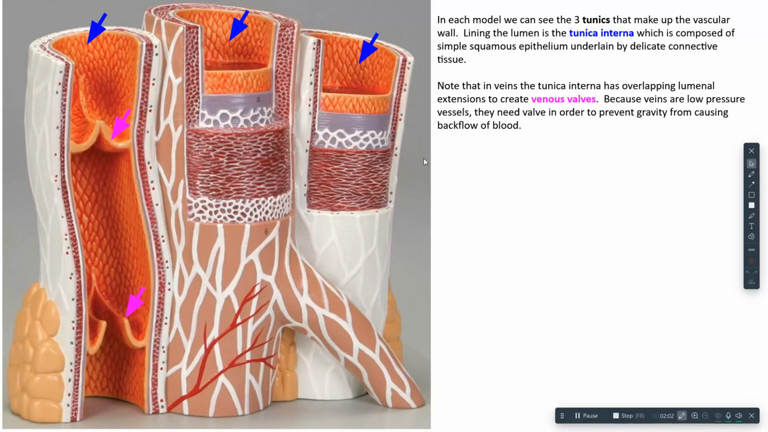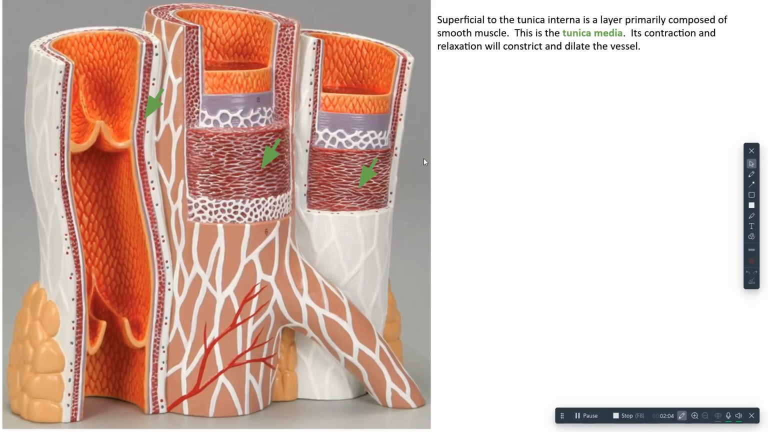All right, so that is one of my tunics. The next tunic, as I work outward here, is my tunica media, which is primarily composed of smooth muscle cells. So tunica media in my vein here, in my artery here, and in my vein over here as well. The contraction of the tunica media will constrict the vessel. The relaxation of the tunica media will dilate the vessel.